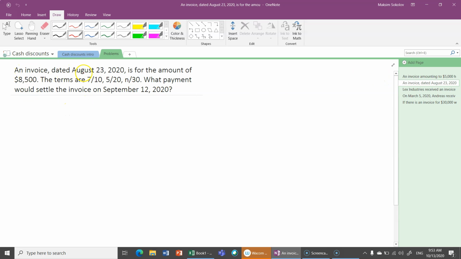An invoice dated August 23, 2020 is for the amount of $8,500. The terms are 7/10, 5/20, net 30. What payment would settle the invoice on September 12, 2020? Well, again, in this case, we have three terms: 7/10, 7% off within the first 10 days, then 5% off within 20 days, and net within 30 days. We have day 0, which is August 23, 2020. The question is, what about September 12th? What date is September 12th?